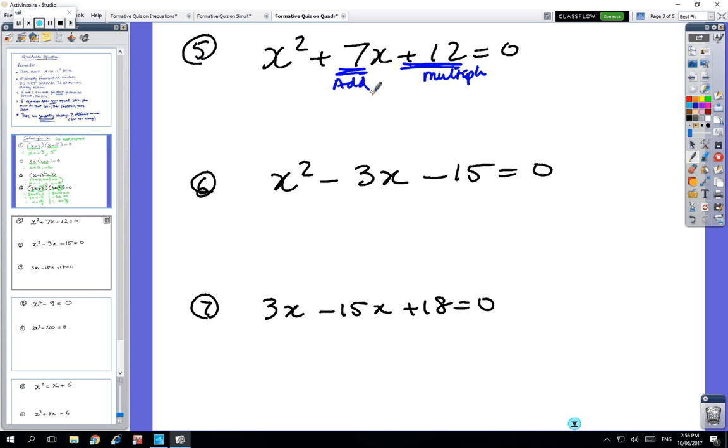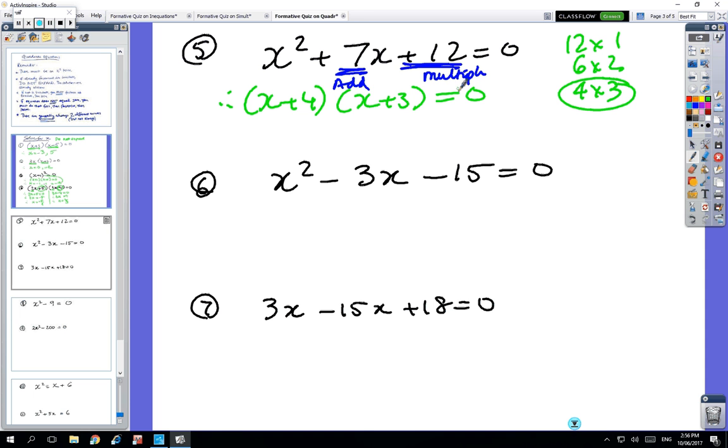Okay, so just for the people who get stuck and don't know where to start, write down the factors of 12. 12 times 1, 6 times 2, 4 times 3, and you're looking for a pair of numbers that add. And so this one here is the 4 and 3. So your next line is (x + 4)(x + 3) = 0, and then you just take the opposite. So +4 is -4, +3 is -3.